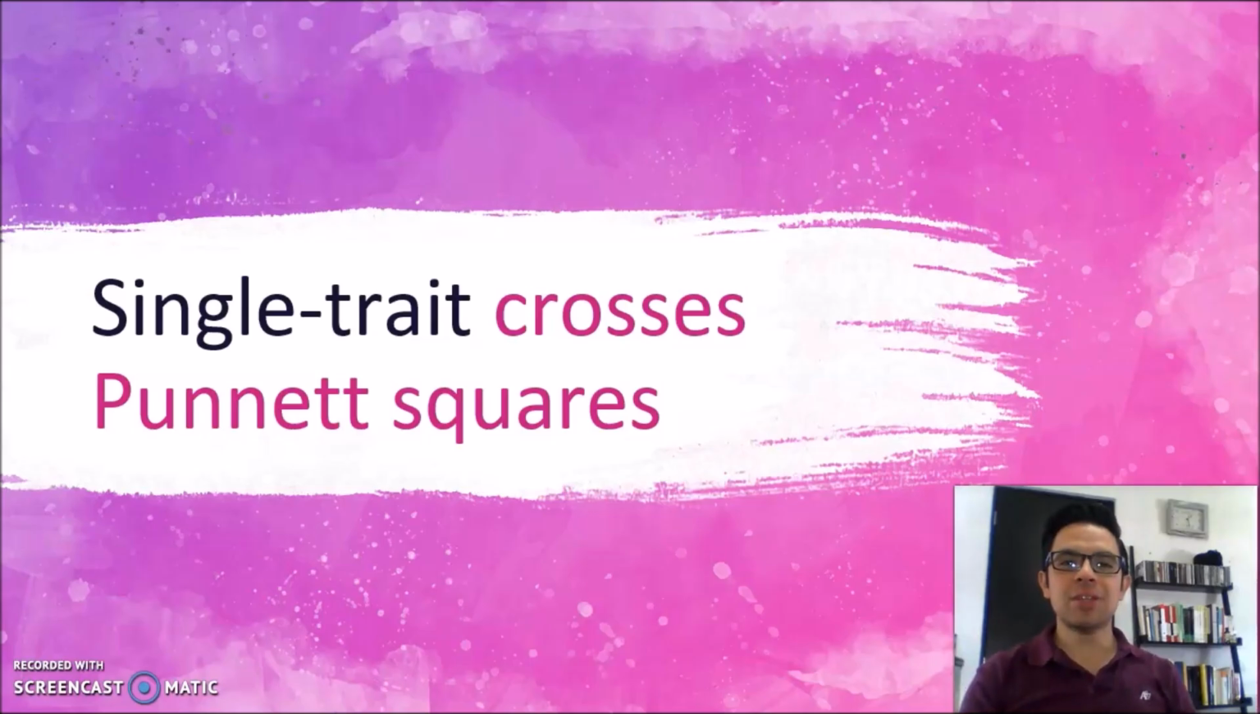Hello biology apprentices, today we're going to talk about single trait crosses using the Punnett square. So let's go to it.